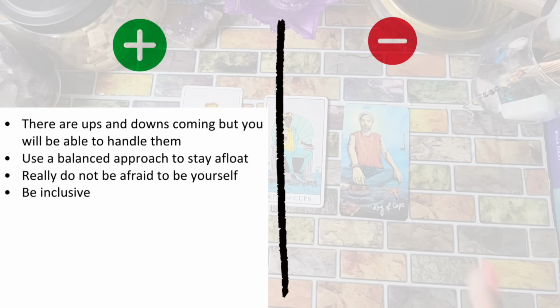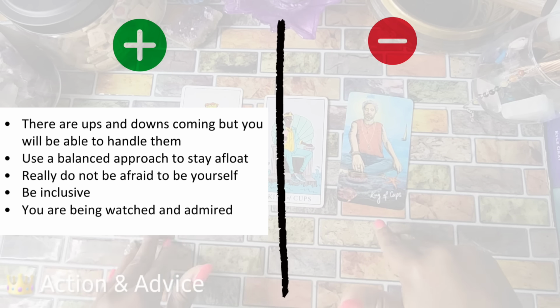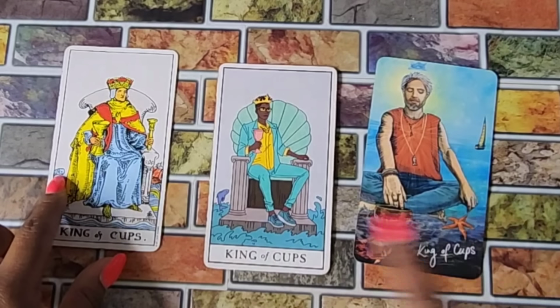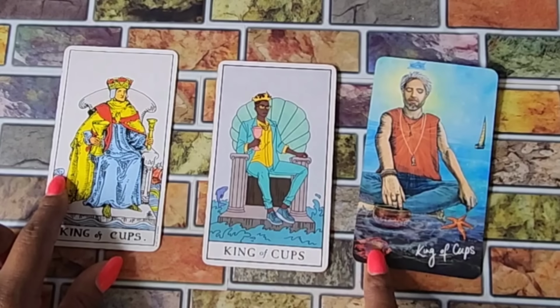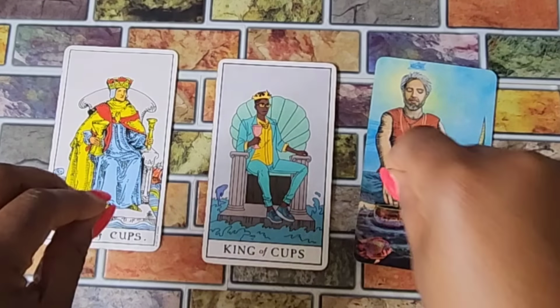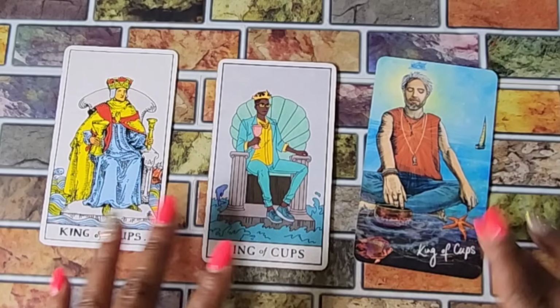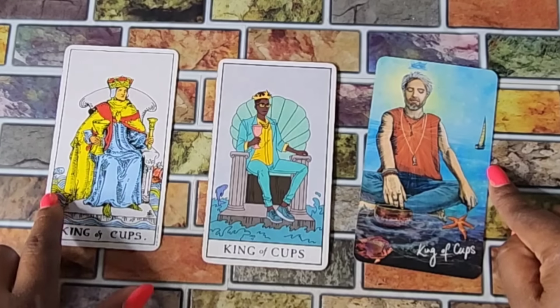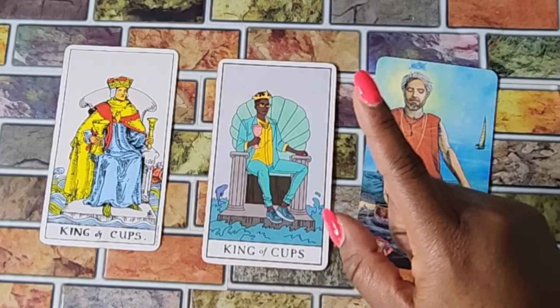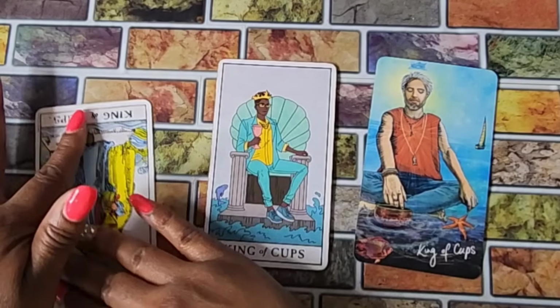Everyone has access to you if they wanted, right? You are definitely being watched and admired. You see that little fish? I feel like you see the fish. I feel like you're being watched and admired. So just know that from near and far, you're being watched and admired. So just be aware of that.